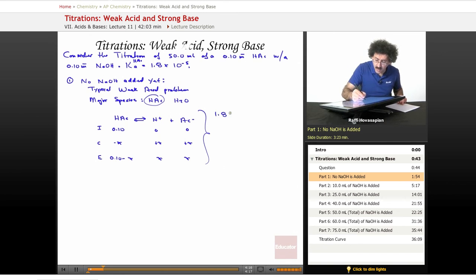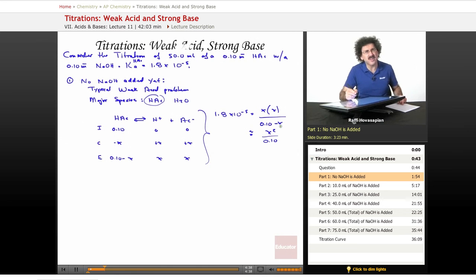The Ka is 1.8 times 10 to the negative 5. It is equal to the hydrogen ion concentration, which is x, times the acetate concentration, which is x, all over 0.10 minus x, which is the HAC concentration. Well, this is approximately equal to x squared over 0.10 because x is going to be pretty small. It's going to be pretty small because it's very little dissociation. And you can check it with a 5% rule if you want, but you can take my word for it.